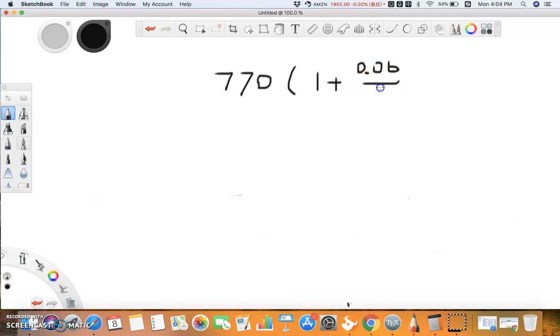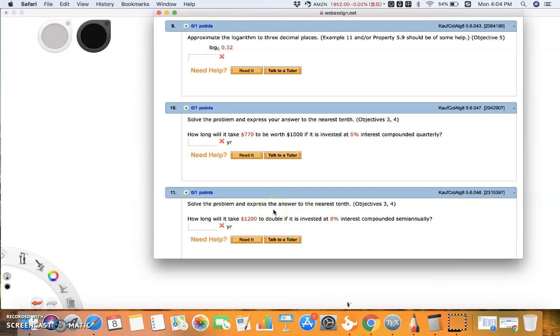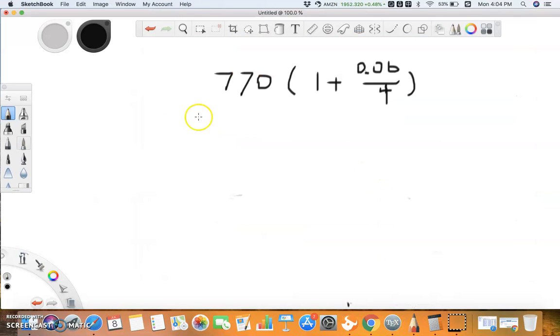So we divide this by 4. Well, now we don't know how long it will take us to change our 770 into 1,000. So we don't know how many years will make this happen. Therefore, we assume the number of years is what we want to find. So x represents the number of years. This is our variable.